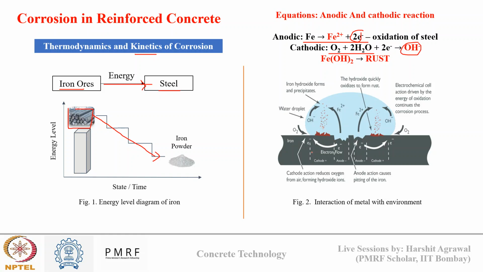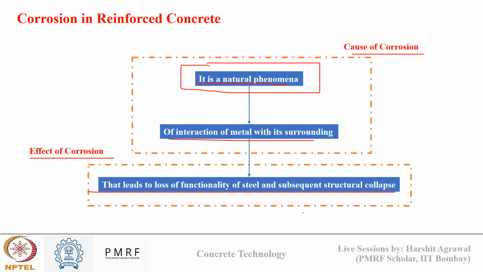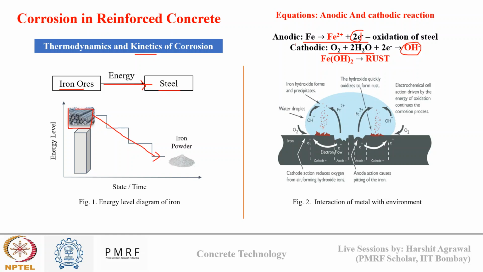That's why we had the second point in the definition. It is the interaction of metal with its surrounding. Okay, so here metal is the anodic reaction which is oxidizing, and surrounding is my oxygen and water which is reducing. Okay, so it is the interaction of metal with the surrounding. The same you can see in the figure also.